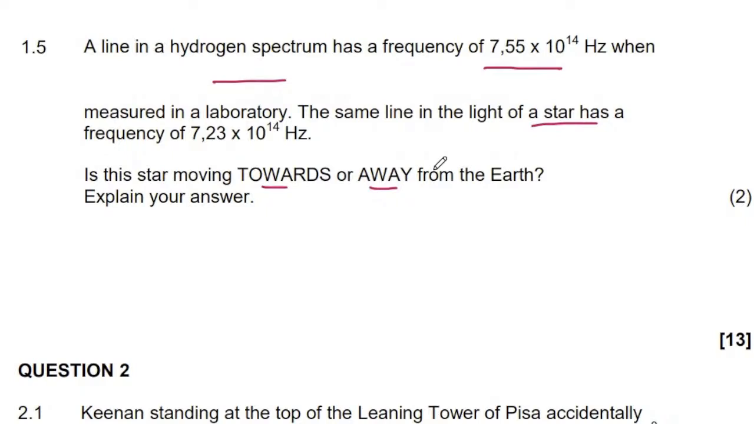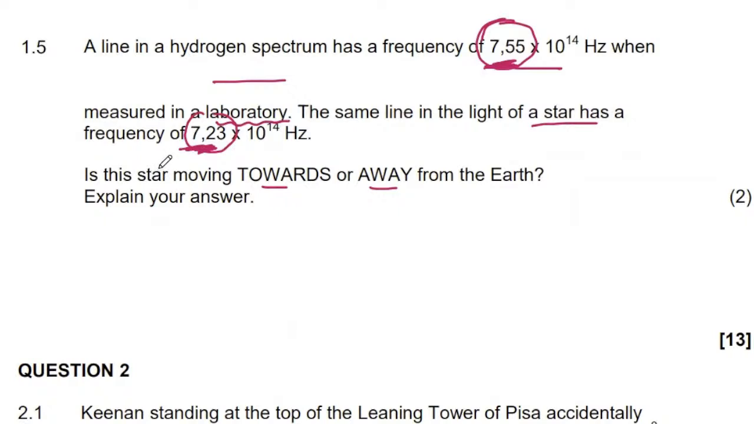So before we answer this question, we need to look at the frequencies. This is 7,55. This is 7,23. So since the measured frequency from the lab, which is like on Earth, is 7,55, and then the same line in the light of a star has this much, what will be the explanation?